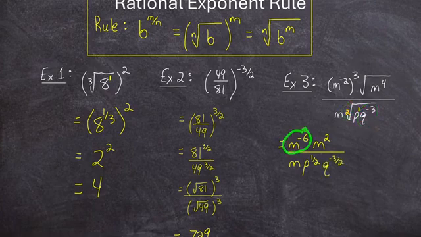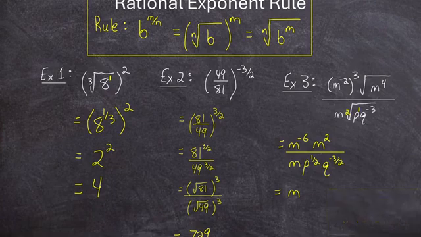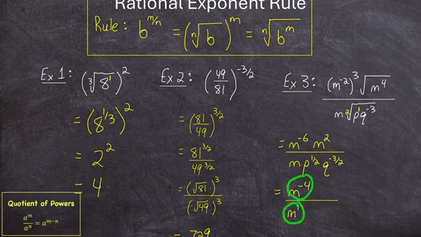I have an m to the power of negative 6 times an m to the power of 2. When multiplying powers with the same base, I keep the base the same and then add the exponents. Negative 6 plus 2 is negative 4. And that's being divided by an m to the 1, so I might as well simplify that now as well. When dividing powers with the same base, we keep the base the same and subtract the exponents. Negative 4 minus 1 is negative 5.